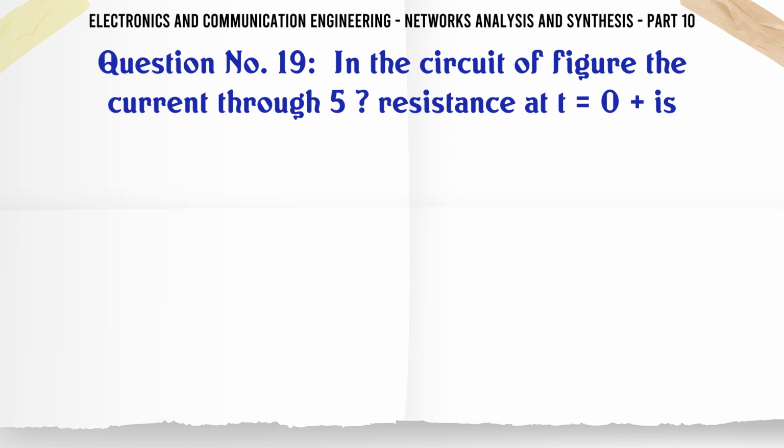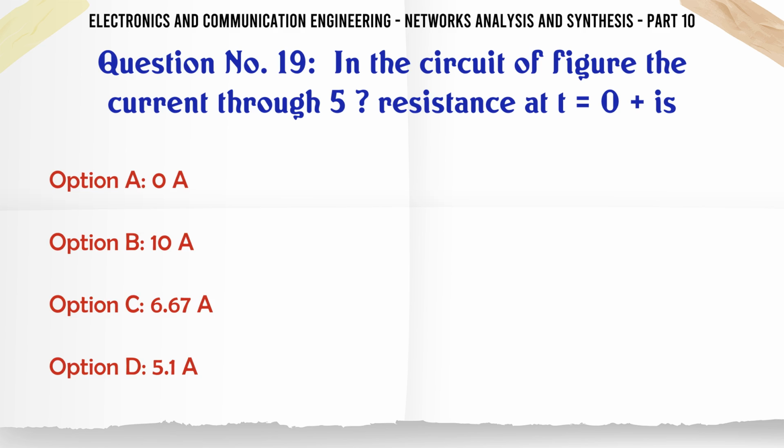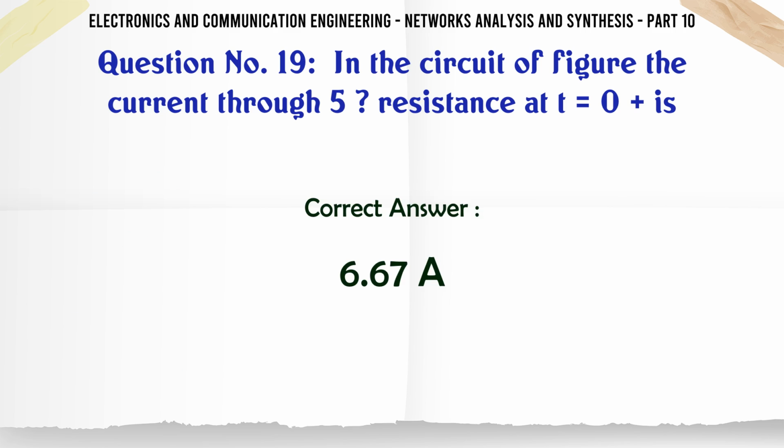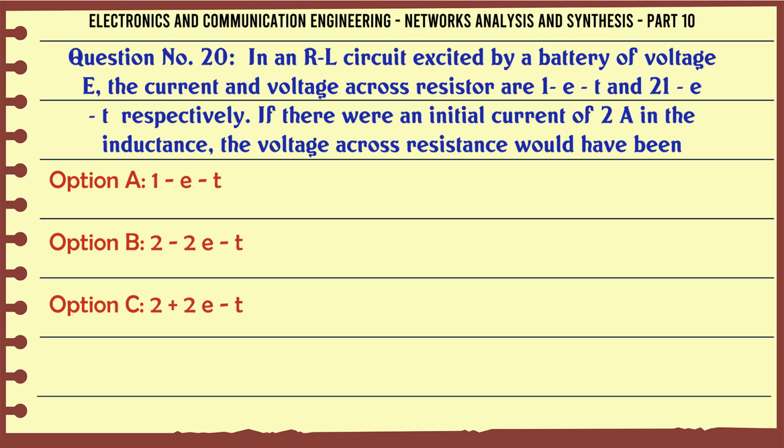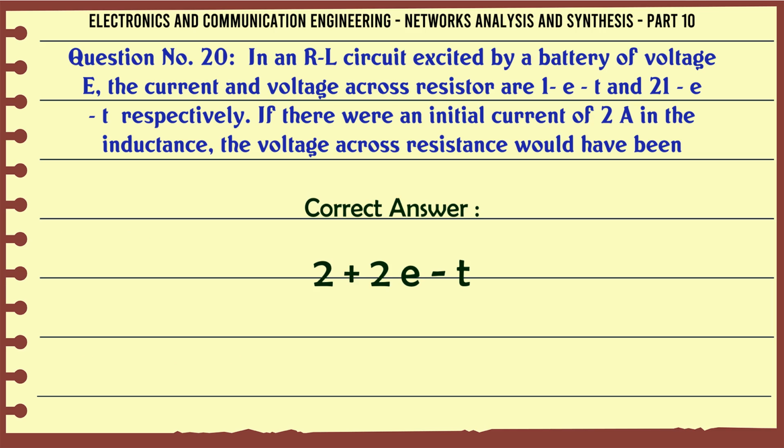In the circuit of the figure, the current through the 5 ohm resistance at T0 is A 0A, B 10A, C 6.67A, D 5.1A. The correct answer is 6.67A. In an RL circuit excited by a battery of voltage E, the current and voltage across the resistor are 1 ET and 2 1 ET respectively. If there were an initial current of 2A in the inductance, the voltage across the resistance would have been A 1 ET, B 2 2 ET, C 2 2 ET, D 4 4 ET. The correct answer is 2 2 ET.